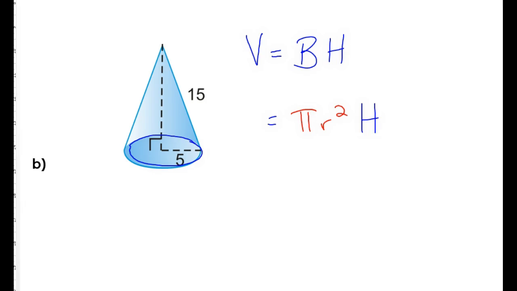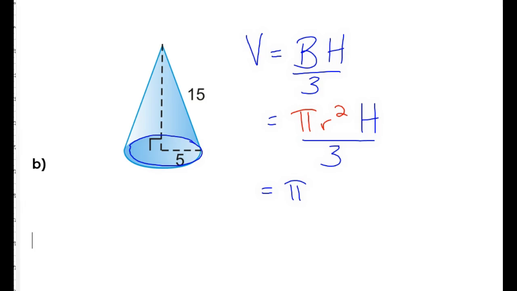But I've forgotten something. I've forgotten that if I have a cone, I don't have a cylinder, and a cone has 1/3 the volume of a cylinder with the same base and height. So I need to divide all of this by 3. Now I'm ready to move on. So pi is the button on my calculator I want to press.